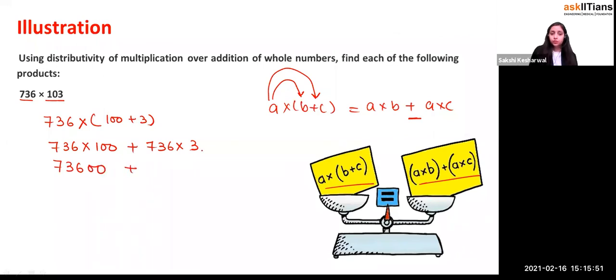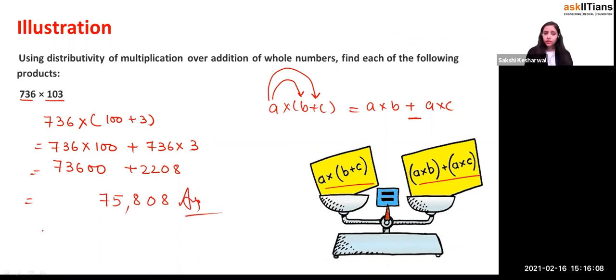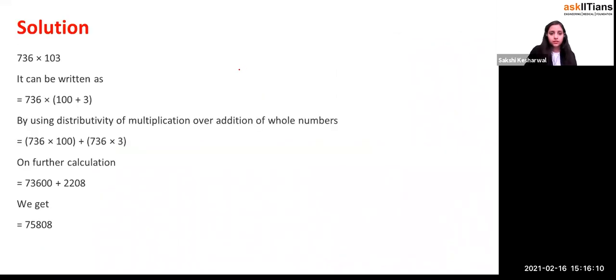So it will be what? 73,600 plus you multiply, this is what? 3 times 6 is 18, 3 times 3 is 9 plus 1, and this will be what, beta? 2,208. Now you just do the multiplication. So this is equals to what, beta? 75,808 is your answer, right? Yep. So this is called your answer, right?